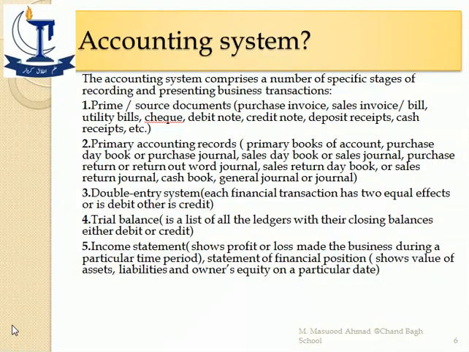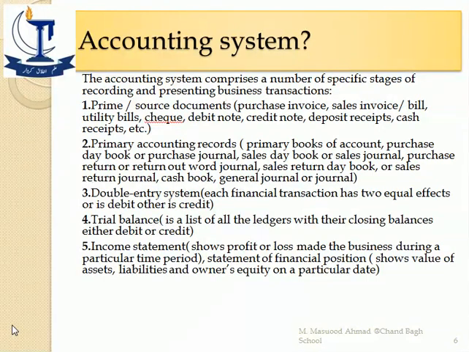The second thing here is primary accounting records. These are basically all the records which are primarily made by looking at the primary source documents. Whenever the bookkeeper records a financial transaction in your accounting system for the first time, he writes them in primary books of accounts. So there are a number of primary books.